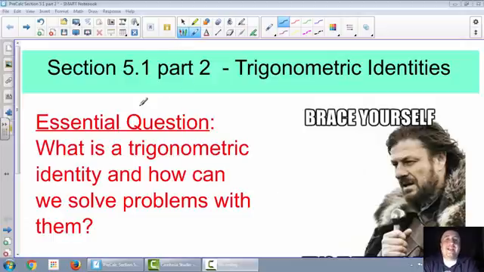All right, welcome back to section 5.1 part 2 this time. We're still working with trig identities. Central question is still the same: what is a trig identity, and how can we solve problems with them?